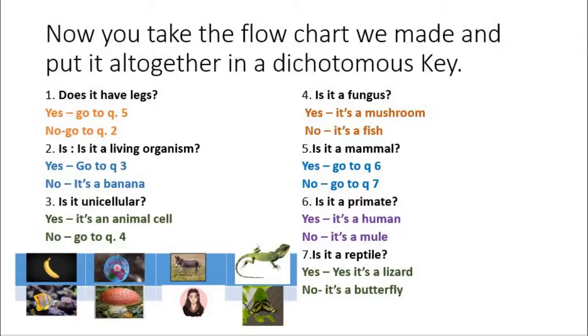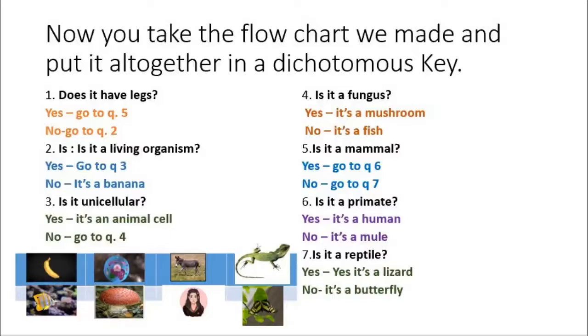Is it a living organism? Yes, so I go to question 3. Is it unicellular? No. Go to question 4. Is it a fungus? No. So now it's named a fish. And that's how it works.